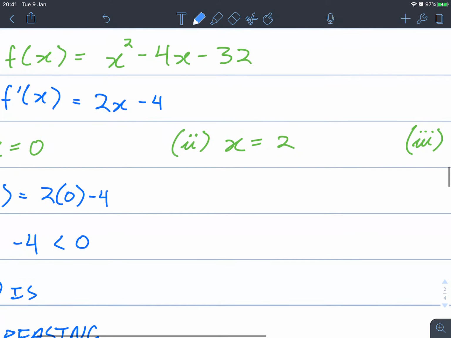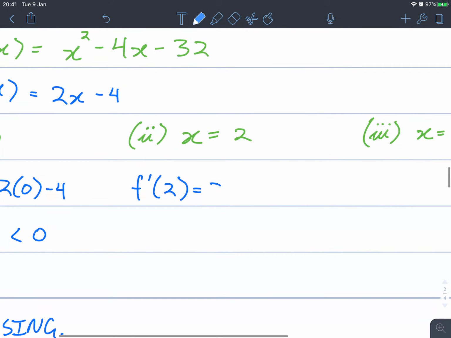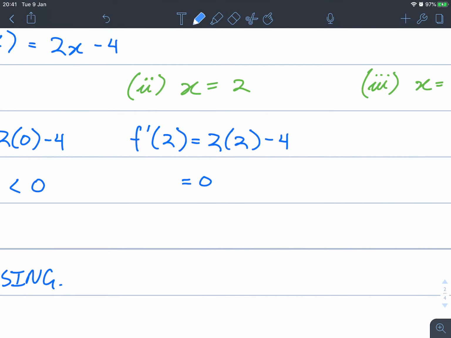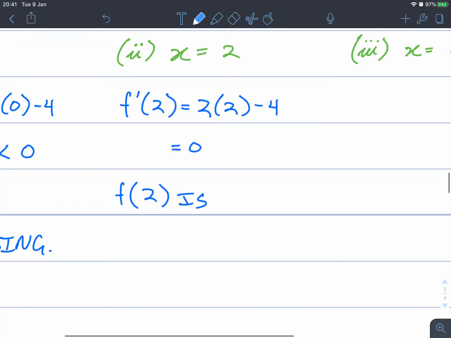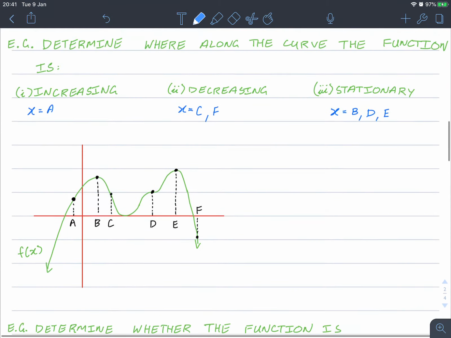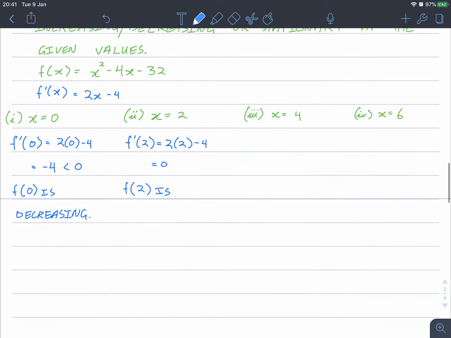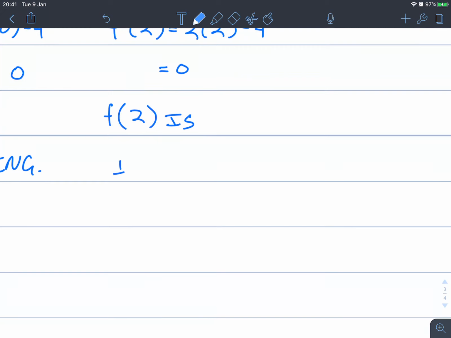Let's see this again. We already have our function. So all we need to do now is f prime of this value 2. This will give us 2 times 2 minus 4, and that is equal to 0. Well, f prime of 2 is equal to 0. Then we can say f of 2 is, so now remember, if f prime is equal to 0, then that point is stationary. So f of 2 is stationary.